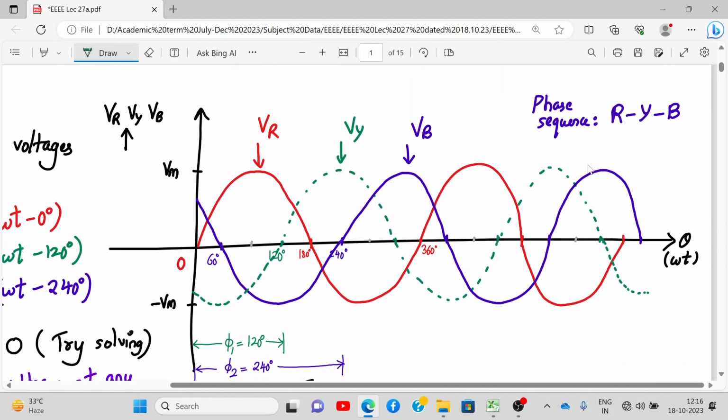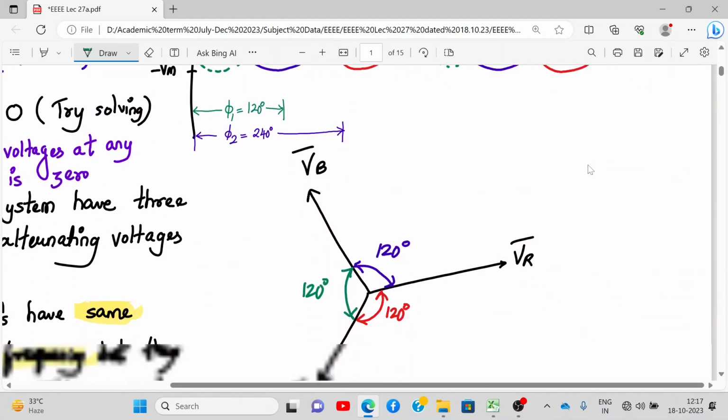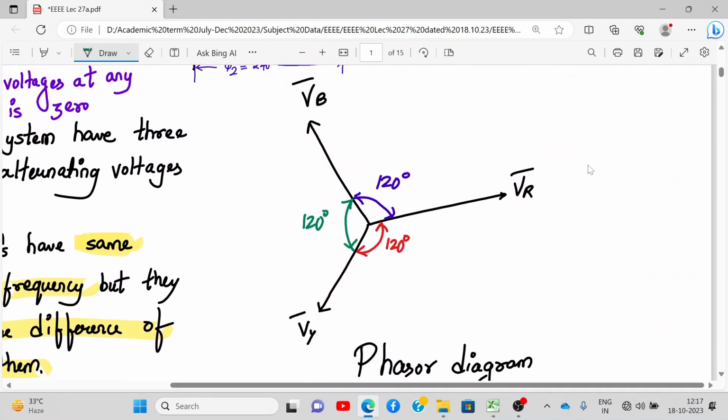Can you see the red color waveform? Can you see the colors over there? Red, dotted line, green, and blue. Okay. So first, there are three phases. Each phase is differing from each other with a phase difference of 120 degree. Meaning, I'll first explain with the phasor diagram. So we have R phase, Y phase, and B phase. Their magnitude is same, but they differ from each other with a phase difference of 120 degree.